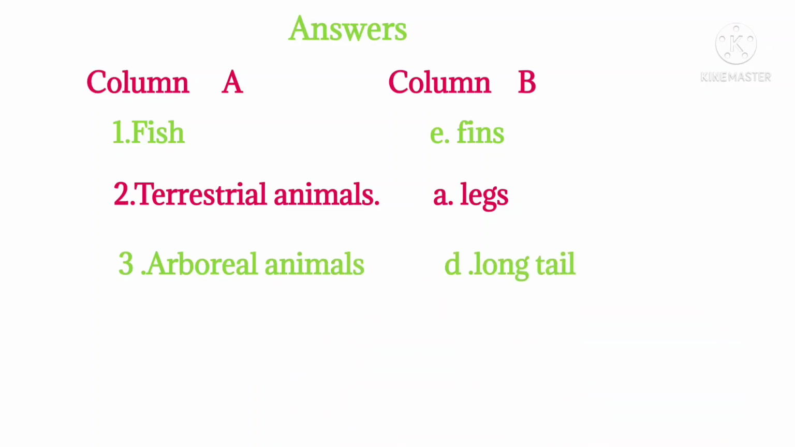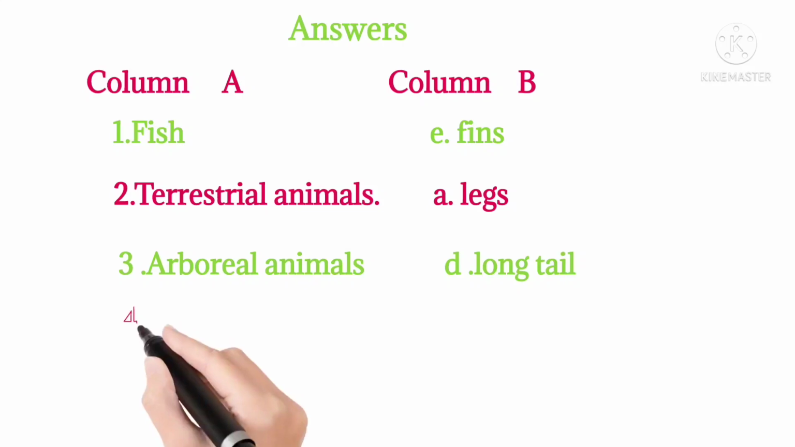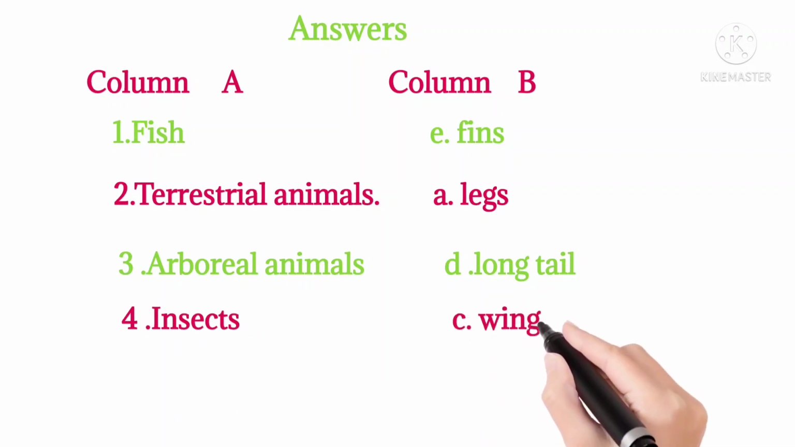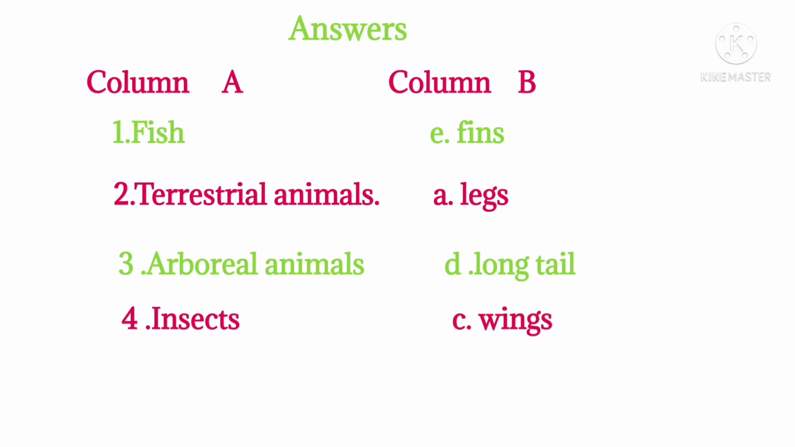Next, arboreal animals match with long tail. Tail helps the arboreal animals to grip the branch. Insects, answer wings. Insects are aerial animals. 5. Amphibian, match with limbs. Amphibians have strong hind limbs that help in swimming and jumping.